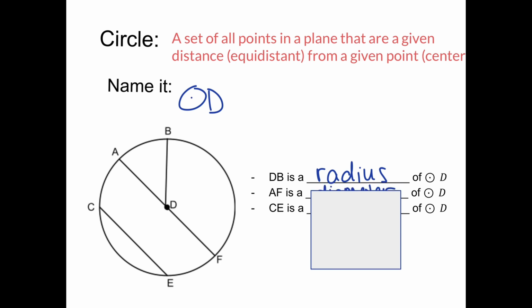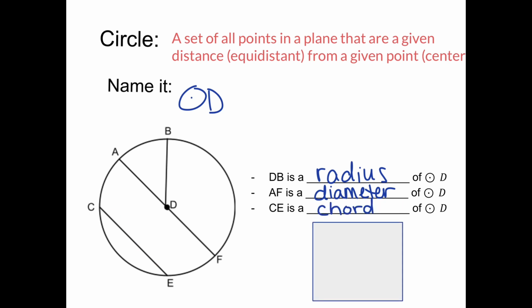The next one, AF, is a diameter. So from one point on the circle to another point on the circle, specifically going through the center, is called a diameter. And the last one, CE, is one point on a circle to another point on the circle, but this one does not have to go through the center. And in that case, it's called a chord.